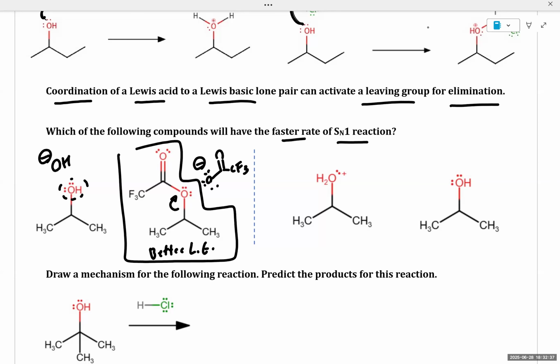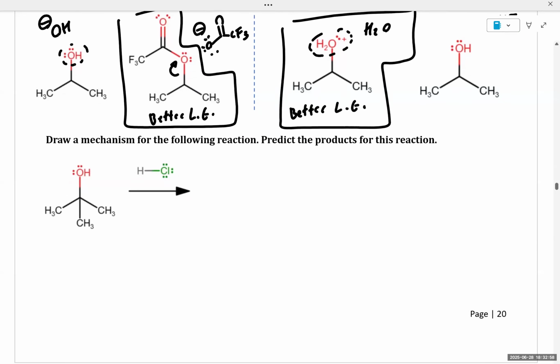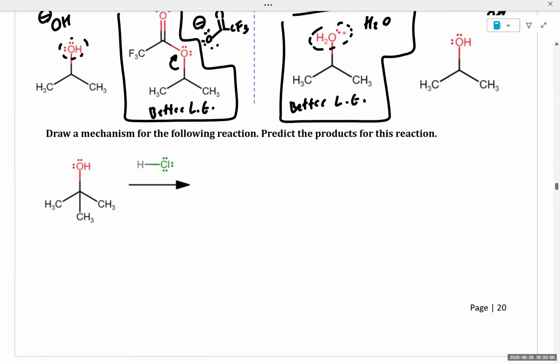By the same token, if you have water as a leaving group versus hydroxide, water is the better leaving group, and thus you would expect this compound on the left to have a faster rate of SN1 reaction. To make sure we're comfortable with drawing SN1 reactions, I'd like you to try to draw a mechanism for the following reaction and predict the products from this reaction.